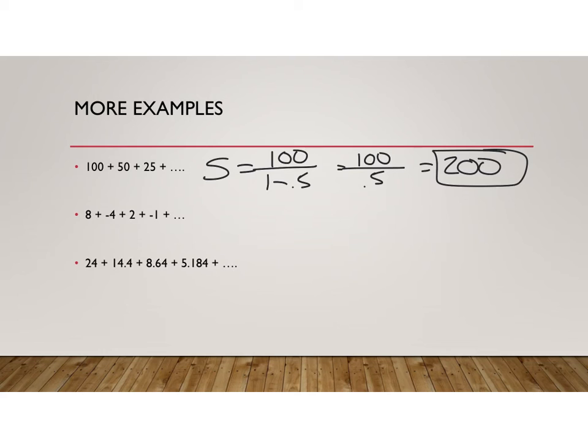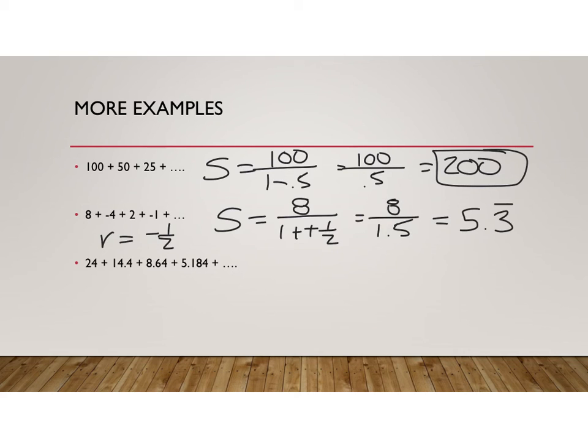This next one is geometric. It has a first term of 8. Its ratio is a negative 1/2. If the signs are alternating, make sure your ratio is negative. So now we'd have 8 divided by 1 minus a negative 1/2. Adding the opposite, so it's 8 divided by 1.5, which comes out to be 5.3 repeating. And that'd be the sum.